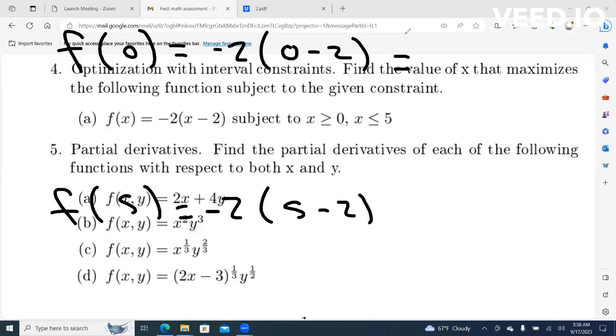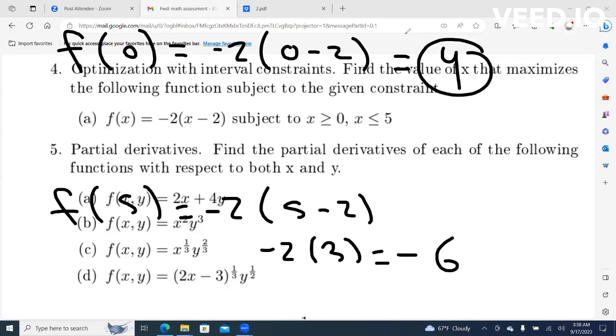What do we get there? I get positive 4, negative 2 times 3 equals negative 6. So obviously the 0 will yield that. We have a max because it's a straight line. So negative slope. So I drew it wrong.